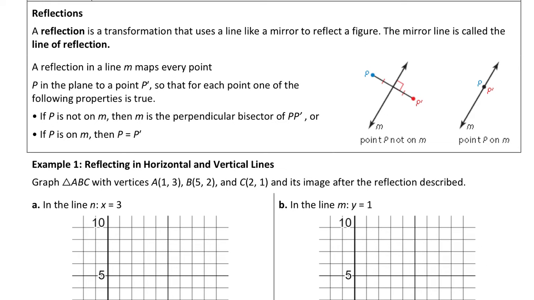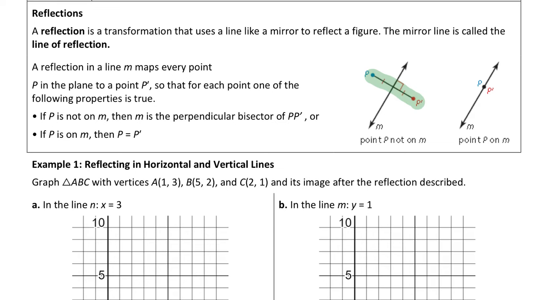So a reflection in a line named M, if you look to the right, maps every point P in the plane to a point called P prime, P with an apostrophe, so that for each point, one of the following properties is true. If P is not on line M, then M is perpendicular to the bisector of P to P prime. And I'm going to highlight that in green. This segment, okay? Or if P is on line M, then P and its image are the same.